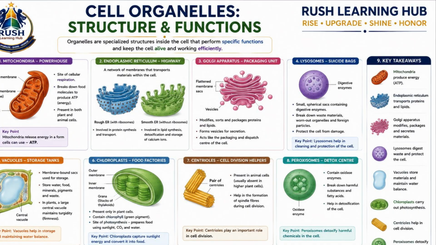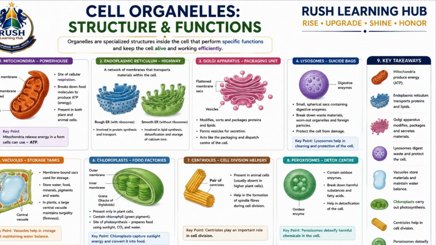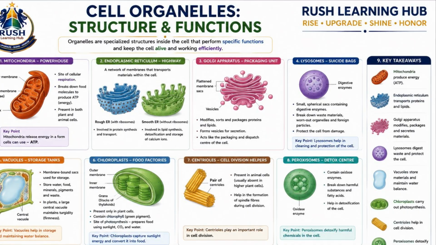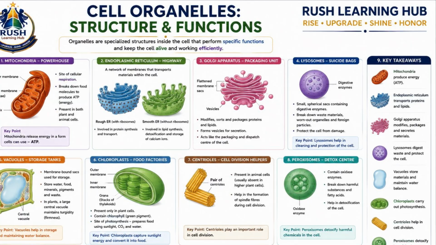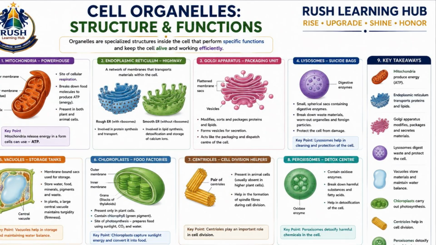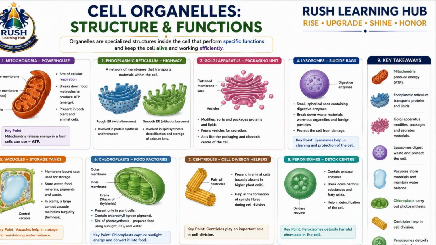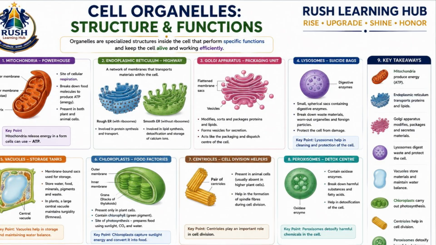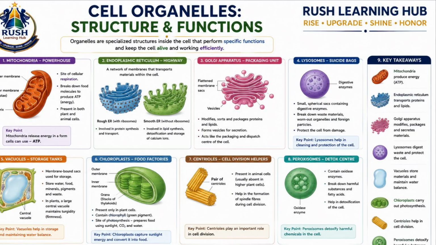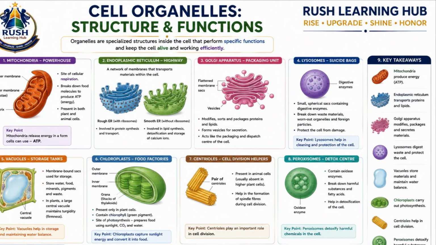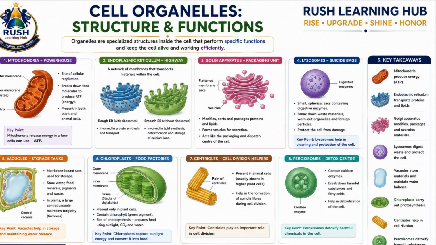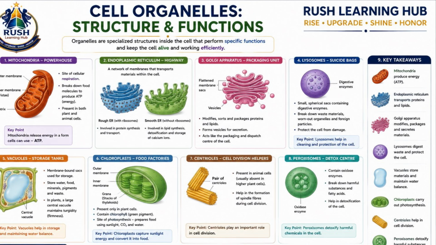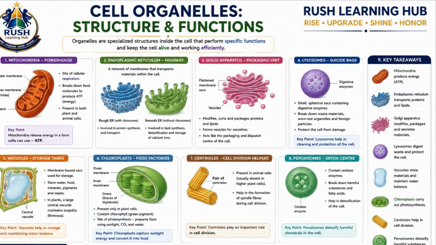Let us quickly revise the important exam points. The endoplasmic reticulum is the transport system of the cell. The rough ER synthesizes proteins, while the smooth ER synthesizes lipids and detoxifies harmful substances. The Golgi apparatus packages and distributes cellular materials. Lysosomes contain digestive enzymes and are called suicide bags.